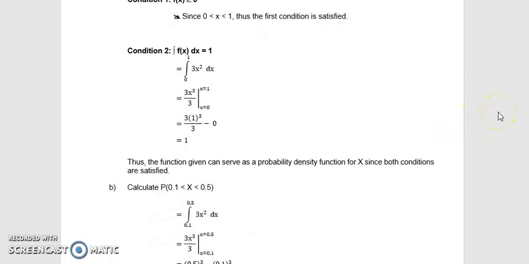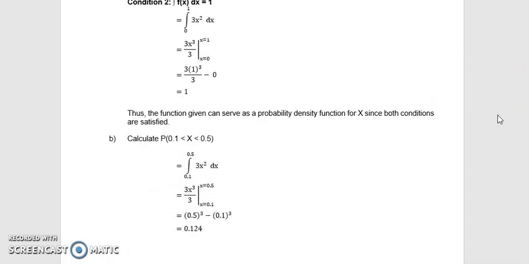Next, an example of how to calculate probability for a continuous random variable. Let's say question B here. Calculate the probability of x greater than 0.1 but less than 0.5. In discrete you find the summation for certain values of x, right? But in continuous you need to integrate.